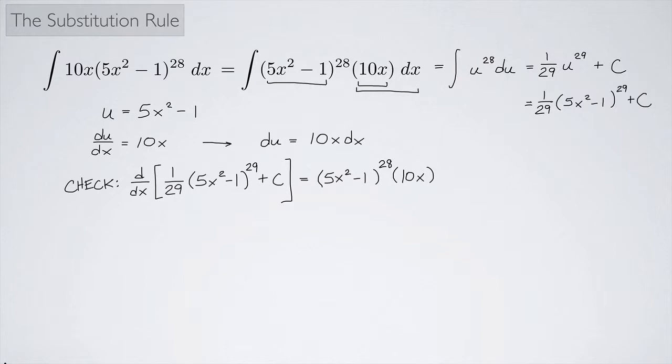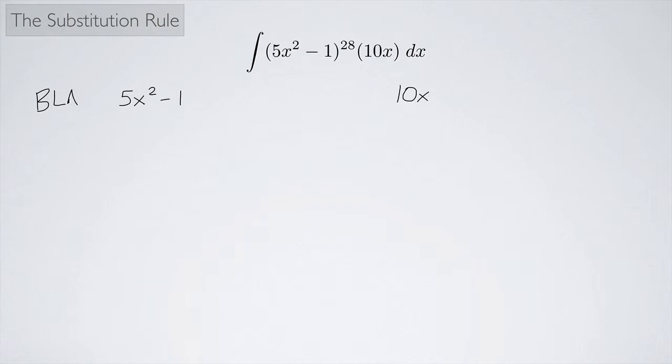So let's look at this in a little bit more detail. So here's the basic idea. Here's the integral that I had before. And if you notice, we have something in here, this 5x squared minus 1 thing. And then we have the derivative of that, which was 10x. So I don't know, if you just want to call this thing blah, I have a blah, and then I have a derivative of blah.